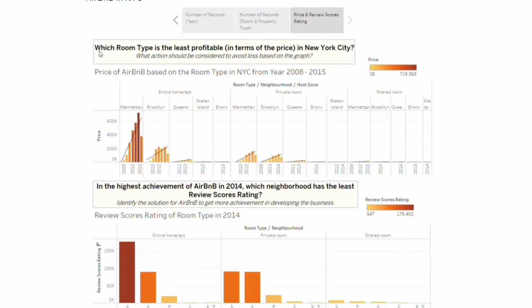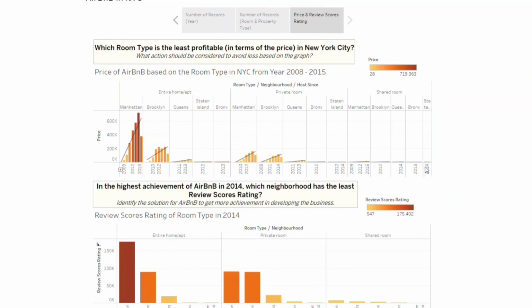Question 5. Which room type is the least profitable in terms of the price in New York City? With the following question, what action should be considered to avoid loss based on the graph? Each room type has a different price and we can see the trend line of the price. The room type that has almost straight lines is the shared room. It means the shared room has the least profit because it has low price and interest.